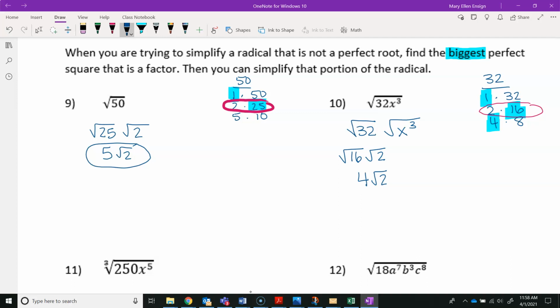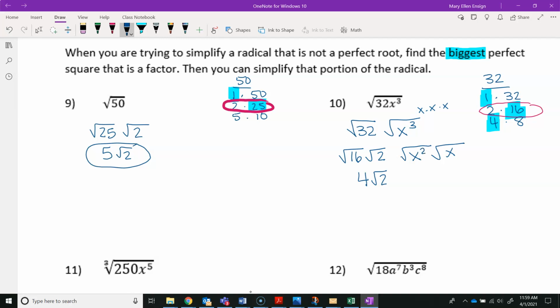So basically what we want to do in this case is split this up, and we want one of these to be the biggest number of x's, the biggest chunk of that x to the third that is divisible by 2. So if I have 3 of them, I want to take the biggest group of these. The exponent would be divisible by 2.